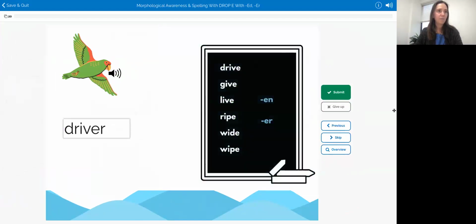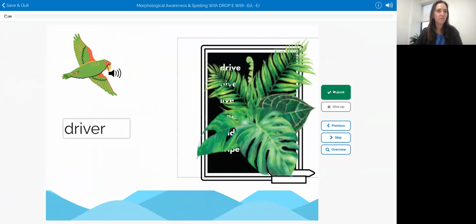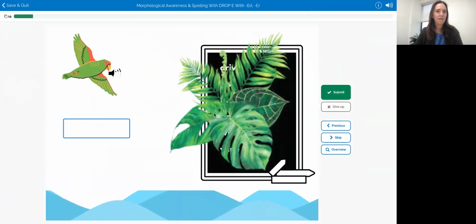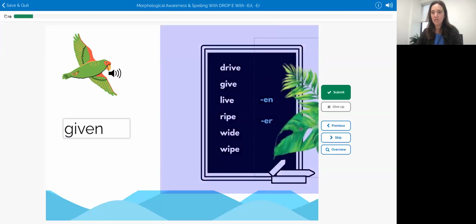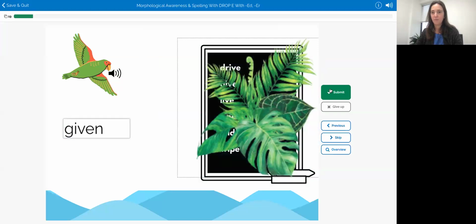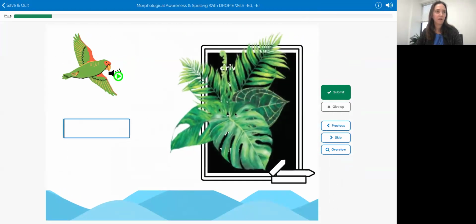Let's see. Yep, that looks right. This says spell given. Gonna give it a go without checking. Okay, let's check your work before we turn that in. Okay, give plus N. We knew the E drop rule. Let's check it. This says spell driven. Well, you just spelled given. That sounds a lot like driven, which you're spelling now. So spell driven. Okay, well, we just did that, so let's give it a go.